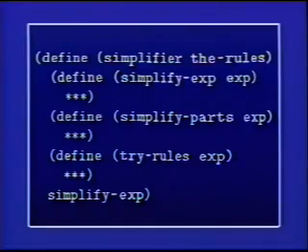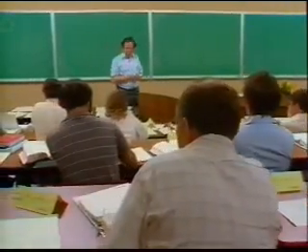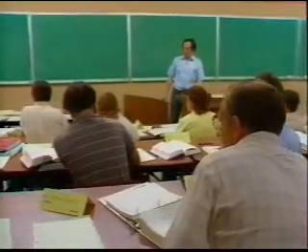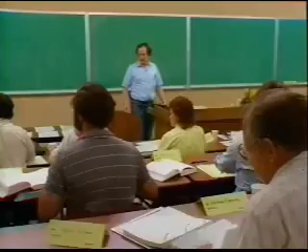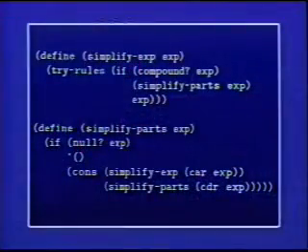Now we should look at the various parts. Well, let's look first at the recursive traversal of an expression. And this is done in a sort of simple way. This is a little nest of recursive procedures. And what we have here are two procedures. One for simplifying an expression, and one for simplifying parts of an expression. And the way this works is very simple.